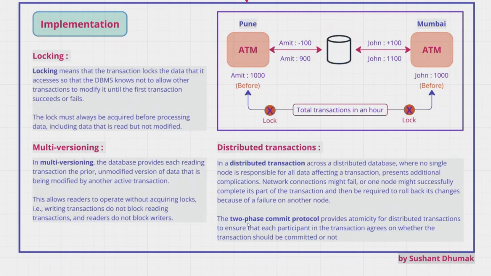In this case, something called the two-phase commit protocol provides atomicity for distributed transactions. This ensures that each participant, whether it is a node or a database, in the transaction agrees on whether the transaction should be committed or not. The participants are the nodes involved in that particular transaction, whether it is one node, two nodes, three nodes. Those taking care of the transaction should all agree that yes, we are done with our task and we agree that the transaction should be committed, or that one of the nodes has failed, which means the transaction should not be committed. That decision will be taken care of. So this is how we handle the distributed transaction.